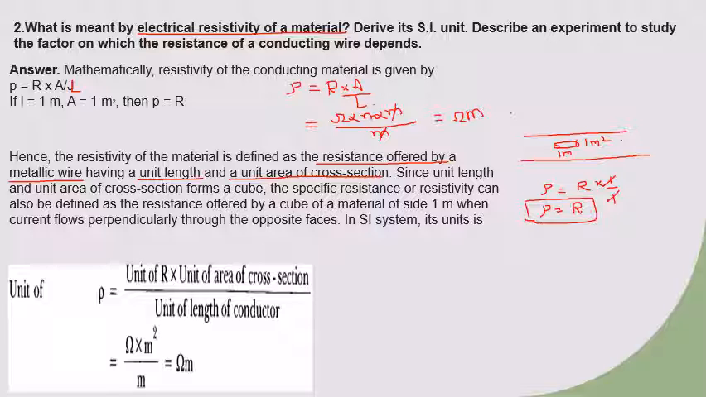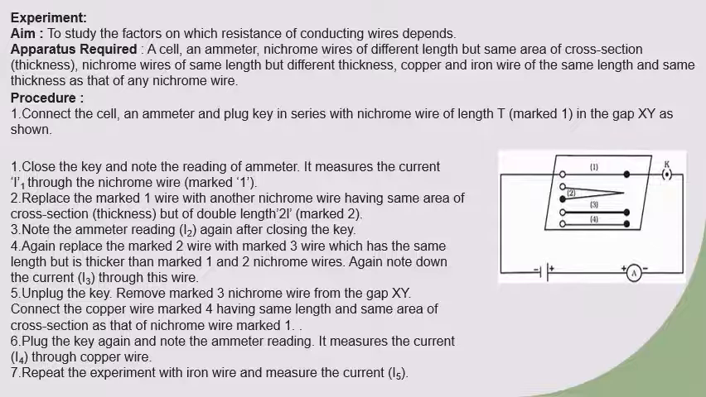Okay, now unit also we got it. The experiment I am going to discuss in my next slide. Now let's start the experiment. Here the aim of this experiment is to study the factors on which the resistance of the conducting wire depends.